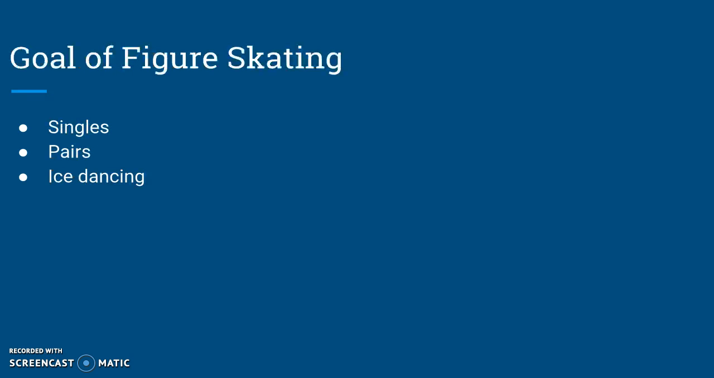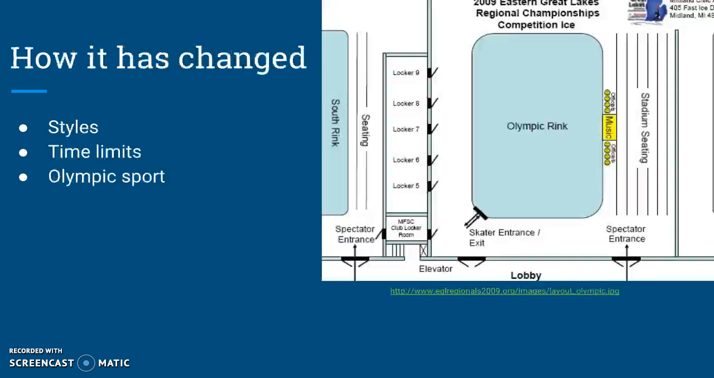The goal of figure skating is: in singles there's a short and technical round and a long and free round. In pairs it's the same thing, with a short and technical round and a long and free round. The point is to get the most points from the judges, which are often retired figure skaters.